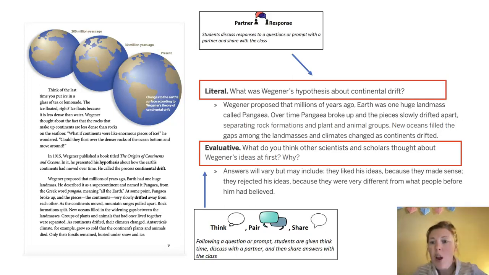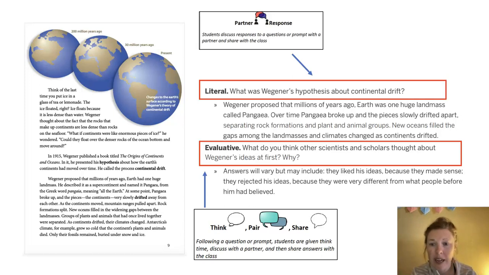Continental drift. Wagner proposed that millions of years ago, Earth had one huge landmass. He described it as a supercontinent and named it Pangaea, from the Greek word Pangaea, meaning all the earth. At some point, Pangaea broke up, so it broke apart, and the pieces, all the continents, very slowly drifted away from each other. As the continents moved, mountain ranges pulled apart, rock formations split, new oceans filled in the widening gaps between the land masses.